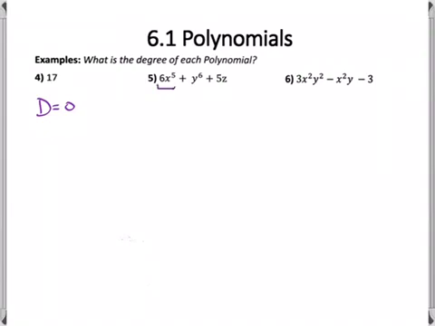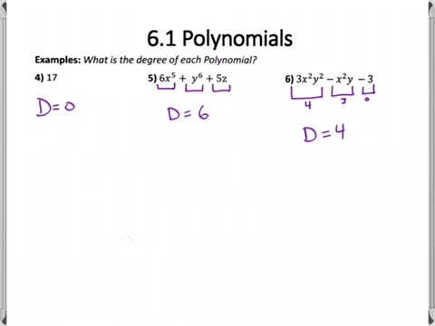In 5, we look at each term. We have a degree of 5, degree of 6, degree of 1. So the entire polynomial has a degree of 6. In example 6, we have a degree of 4, we have a degree of 3, we have a degree of 0. 4 is the largest, so our polynomial has a degree of 4.